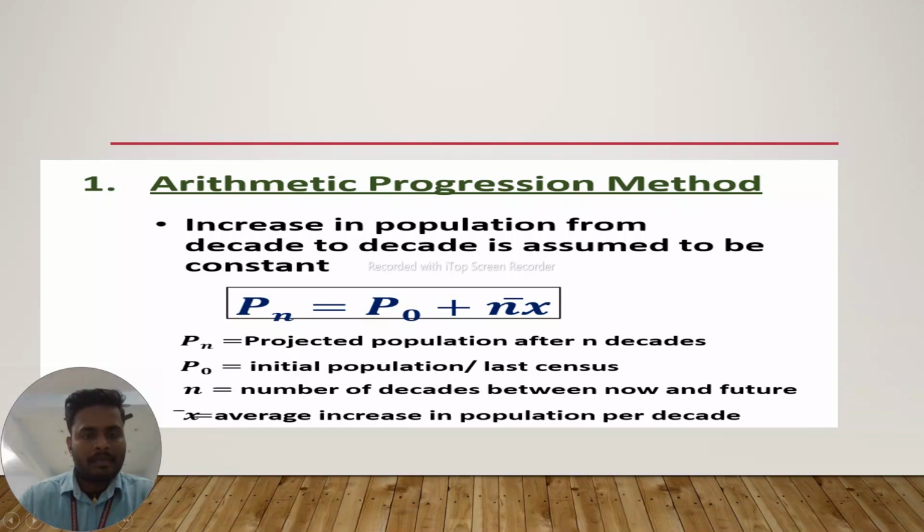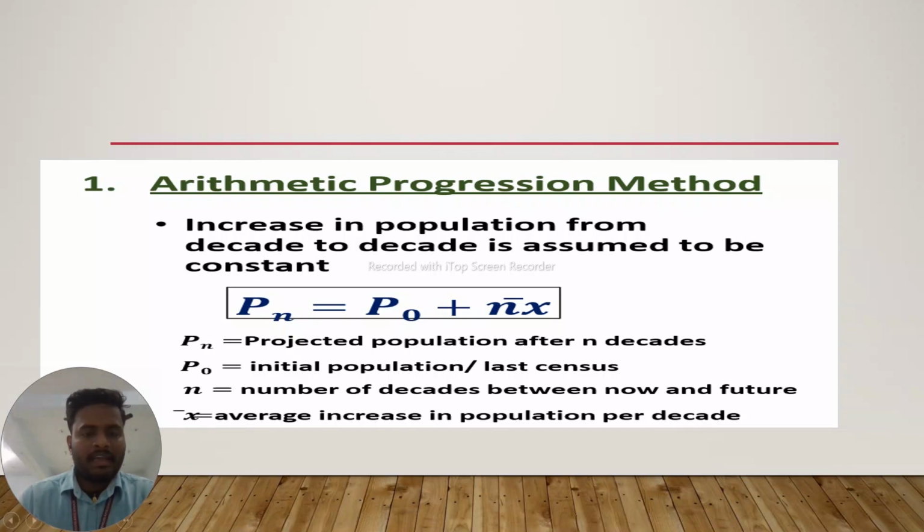So it forms this formula: Pn equals Po plus n times x bar. Then we move to what Pn and Po are. Pn stands for the projected population after n decades. So first you have to understand the projected population after n decades. Then Po, what do you mean by Po? Po is the initial population, or we can say the last census. Last census means last year. We have to know what the population was in the last year first.